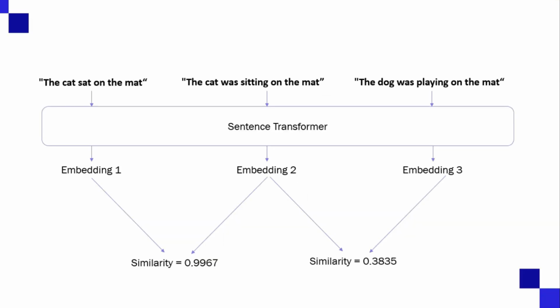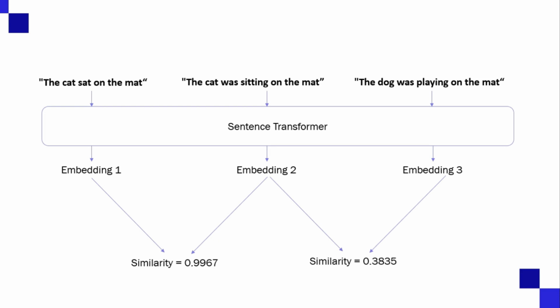Consider the sentences here. The cat sat on a mat. The cat was sitting on the mat. The dog was playing on the mat. If I supply these sentences to a sentence transformer, the sentence transformer generates corresponding embeddings. If I measure the similarity between the embedding 1 and embedding 2 generated from the first two sentences respectively, the similarity is 0.9967. In the same way, if I measure the similarity between the embeddings generated by sentence 2 and sentence 3, the similarity is 0.3835.